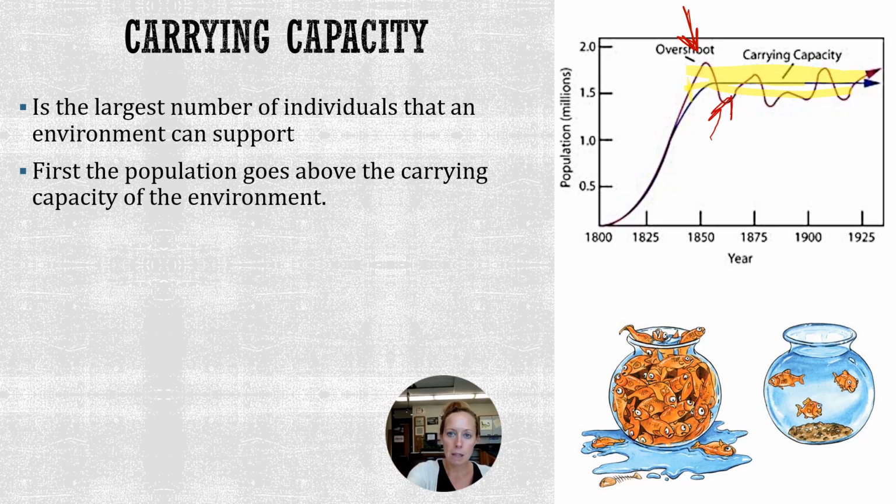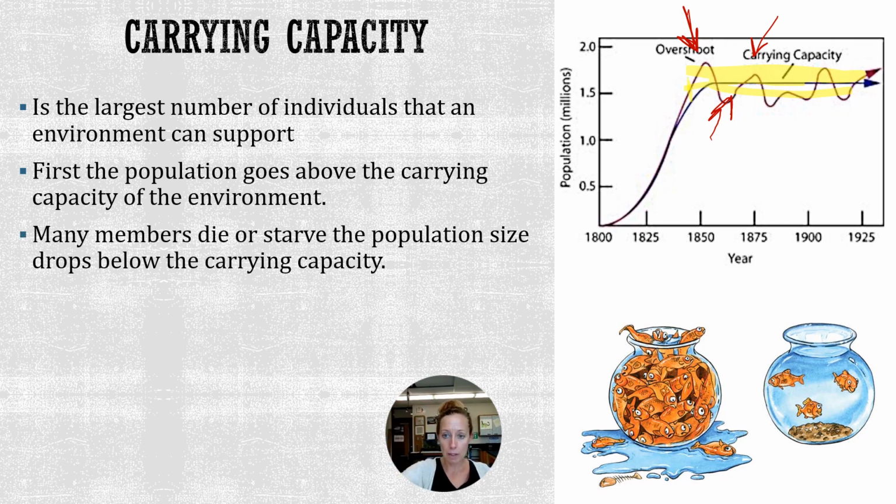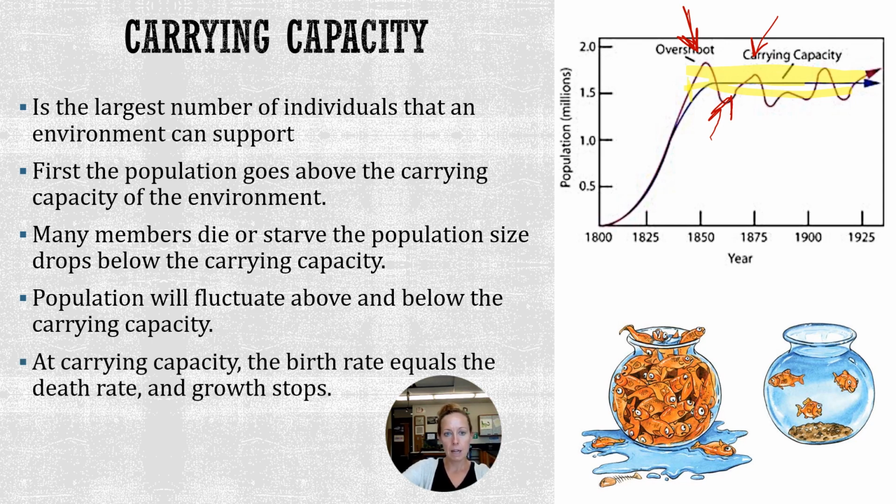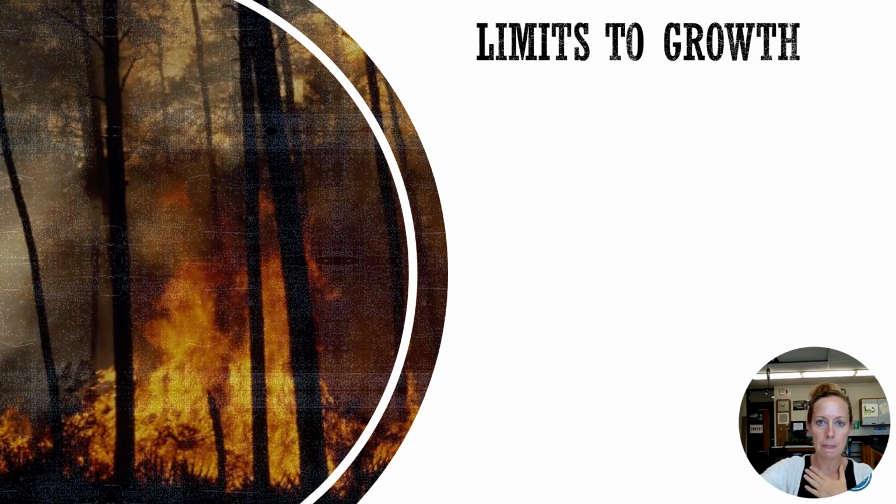And then you end up a little bit over it and it kind of wiggles back and forth at carrying capacity. So when we go too high, many members die or starve, population size drops, goes below the carrying capacity. Then we're going to fluctuate or go back and forth above and below the carrying capacity. At carrying capacity, our death rate and our birth rate are pretty much equal. So growth kind of stops.